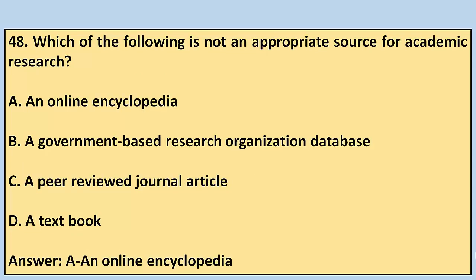Which of the following is not an appropriate source of academic research? A, an online encyclopedia; B, a government-based research organization database; C, a peer-reviewed journal article; and D, a textbook. Answer is A, an online encyclopedia.